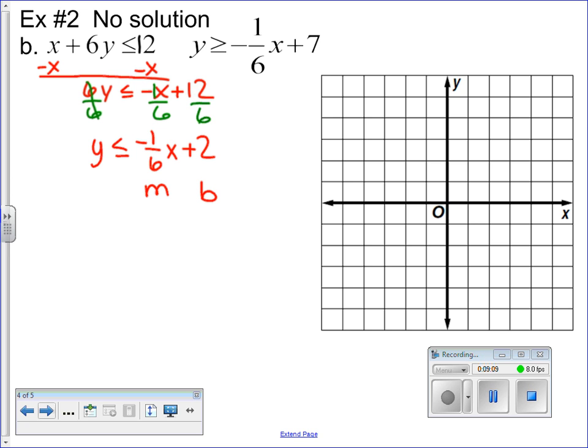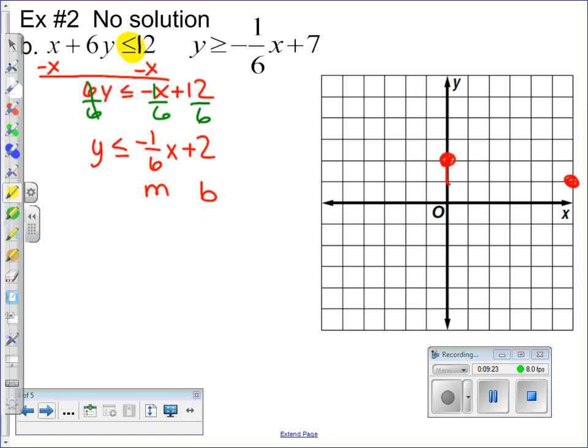Time to go graphing. 1, 2. 2 on the y-axis. Negative 1 over 6. Down 1 over 6. Got my 2 dots. I look to see, yep, there's a line underneath it. So draw a solid line. Now I'll check my shading point. 0 for x, 0 for y. Is 0 plus 0 less than 12? Certainly hope 0 is less than 12. So shade over top of your star this time.